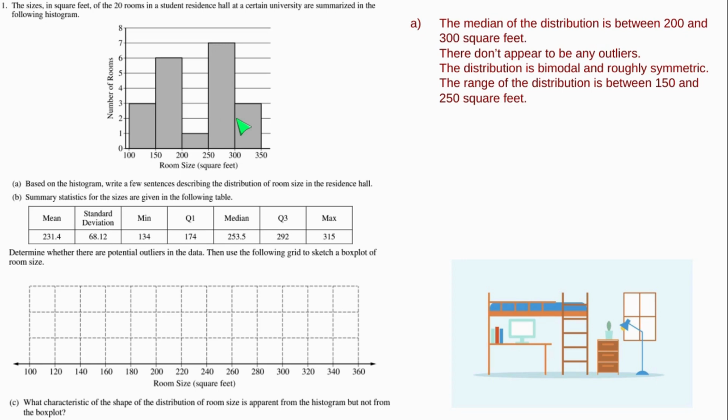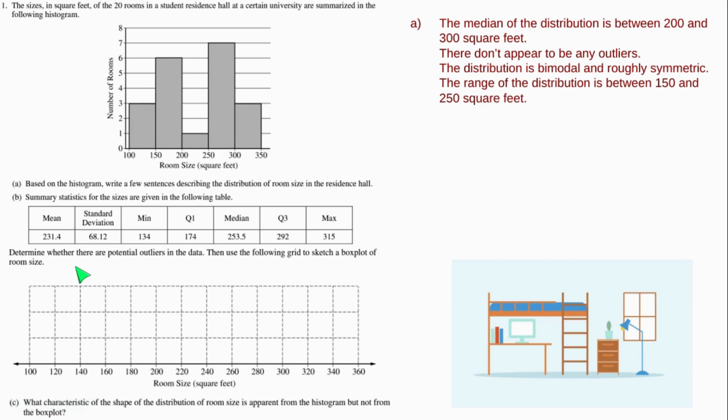Okay, so part B. Summary statistics for the sizes are given in the following table, all right? So we have this table right here, and we would say determine whether there are potential outliers in the data. Now, we said there didn't appear to be outliers. We're going to check for absolute certain, and then we're going to use the following grid to sketch a box plot of room size. Okay, give part B a go.